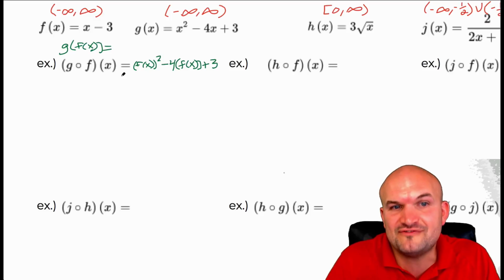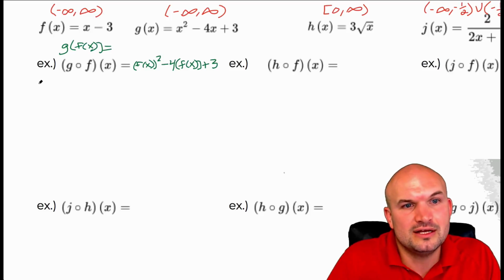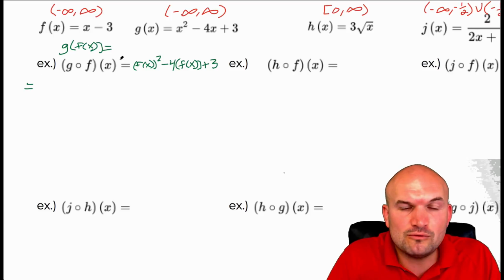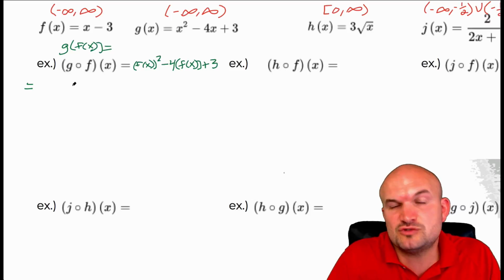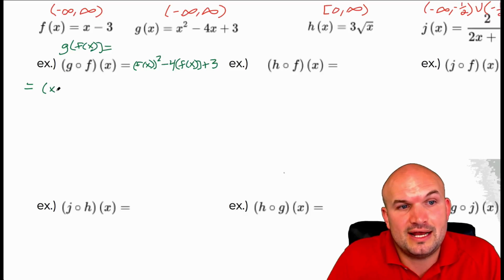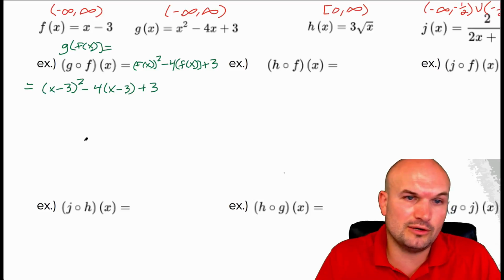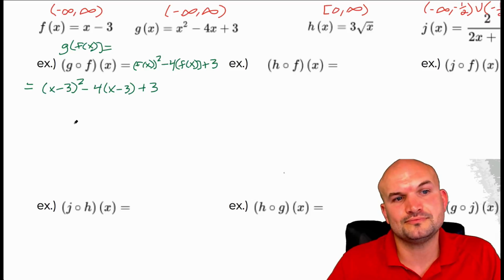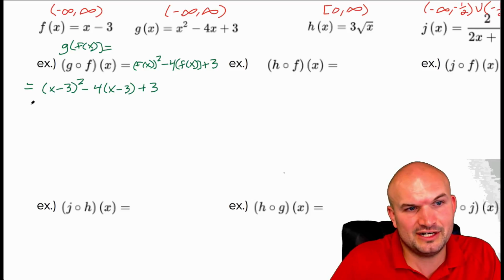f of x is now defined as x minus 3. So now I can rewrite this, replacing f of x with what f of x is defined by, which is x minus 3. So I can now write x minus 3 squared minus 4 times x minus 3 plus 3. And now I just need to use a little bit of mathematical simplifying here to get this done.